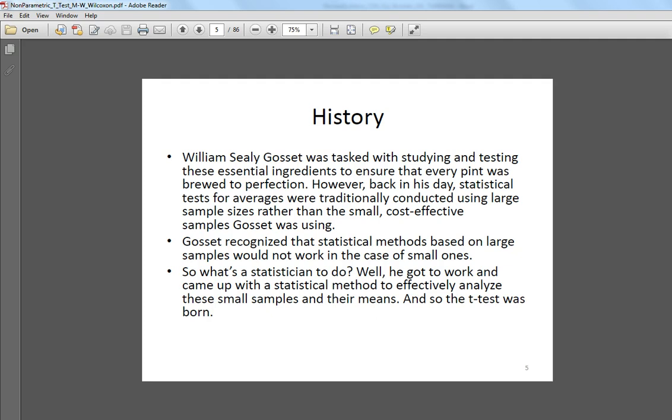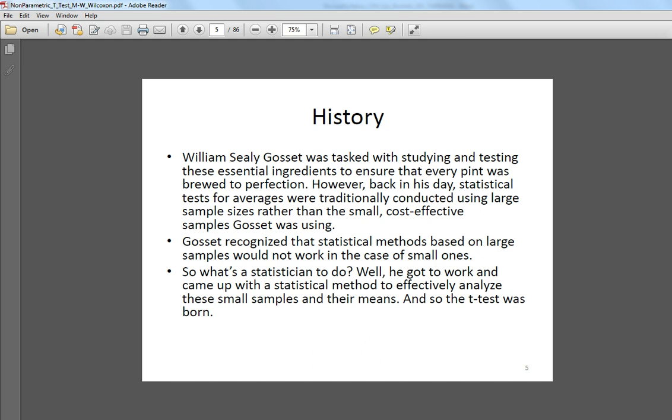However, back in his days, statistical tests for average were traditionally conducted using large sample sizes. But that is so expensive, it's not cost effective, and so Gosset actually looked for other statistical methods using a small sample size. Gosset recognized that statistical methods based on large samples would not work in the case of small ones. He wanted to make sure that the quality of different batches of beer was strictly maintained.